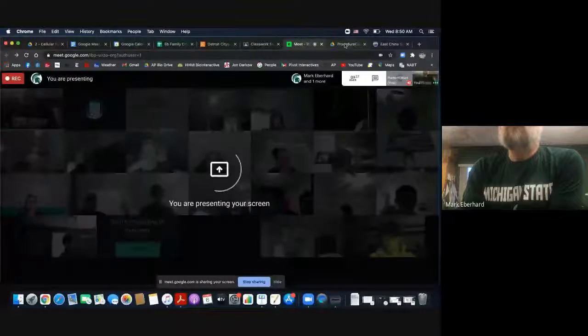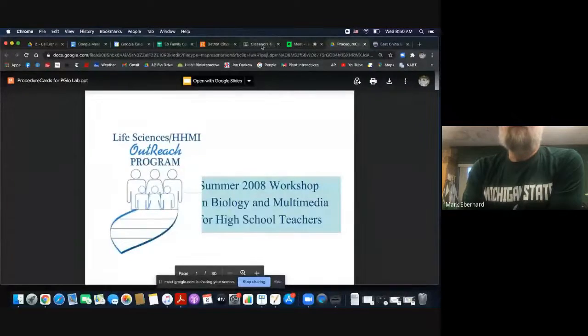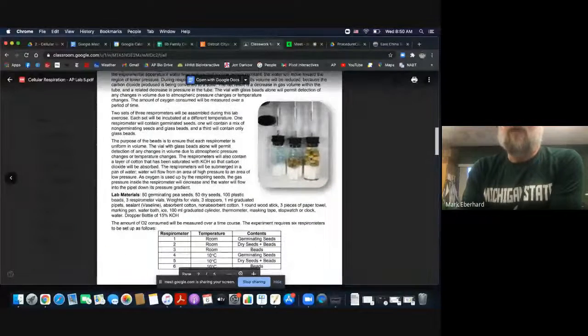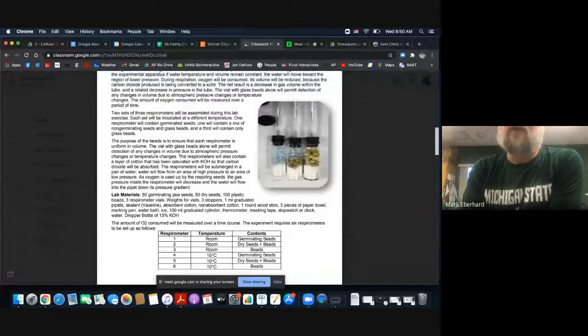So if you look at the directions, I'm going to share it again real quick. These are the three tubes we would set up. Here's the one with the germinating seeds. You can see they're a little more swollen, a little bigger. They fill up most of the container. Down here is the cotton with the KOH, then the non-absorbent cotton to protect the peas, and then the germinating peas. That's all that's in this one.